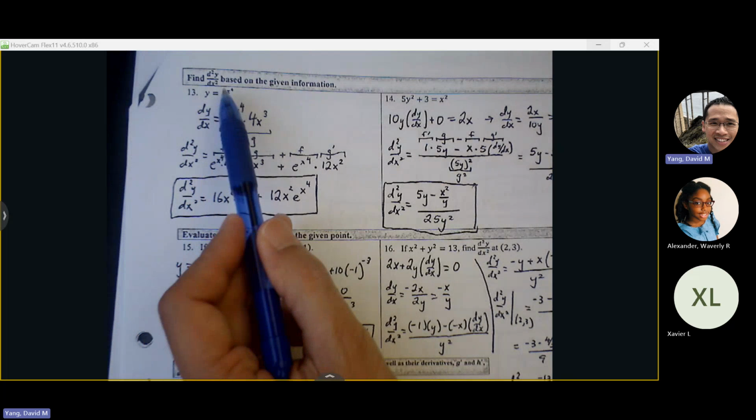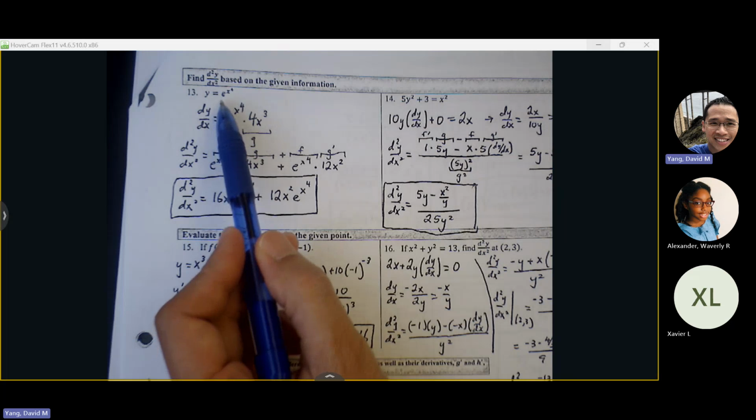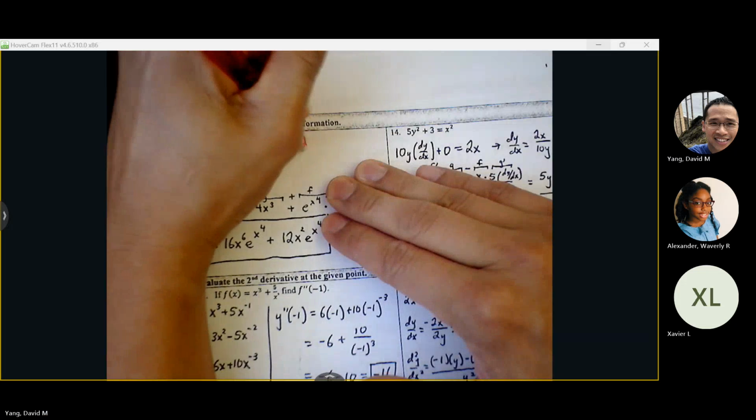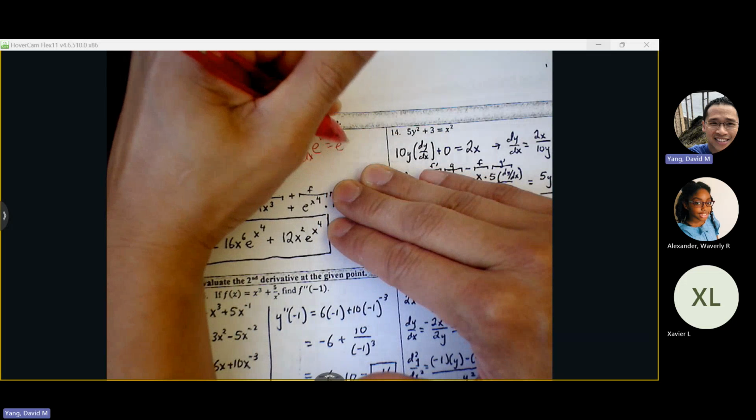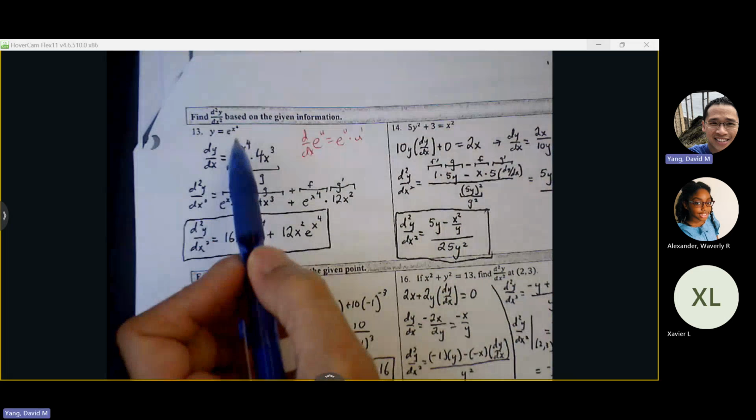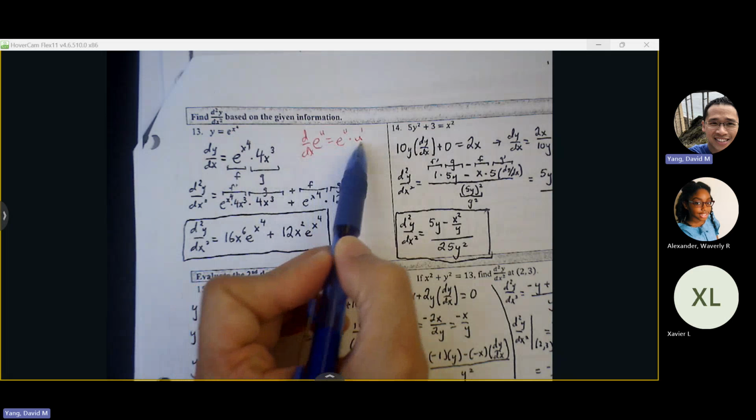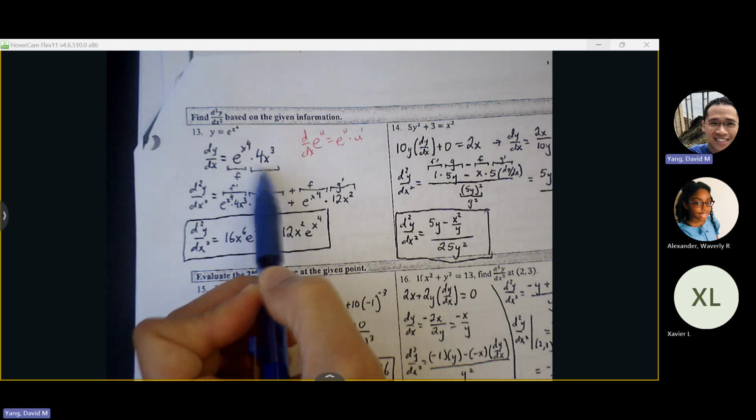All right, so it says find the second derivative, and let's first focus on the first derivative. So this e to the x to the fourth, we're going to follow the rule e to the u, which is e to the u times u prime. So the derivative of e to the x to the fourth is just e to the x to the fourth times the exponent's derivative, so times 4x cubed. So that gets me to my first derivative.